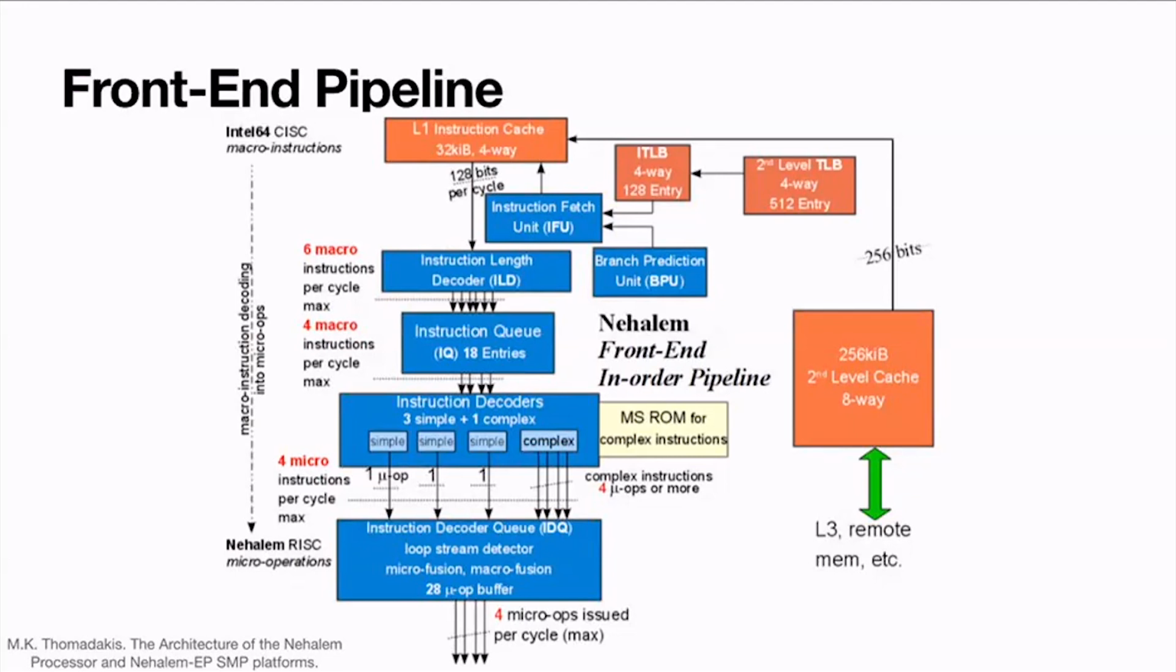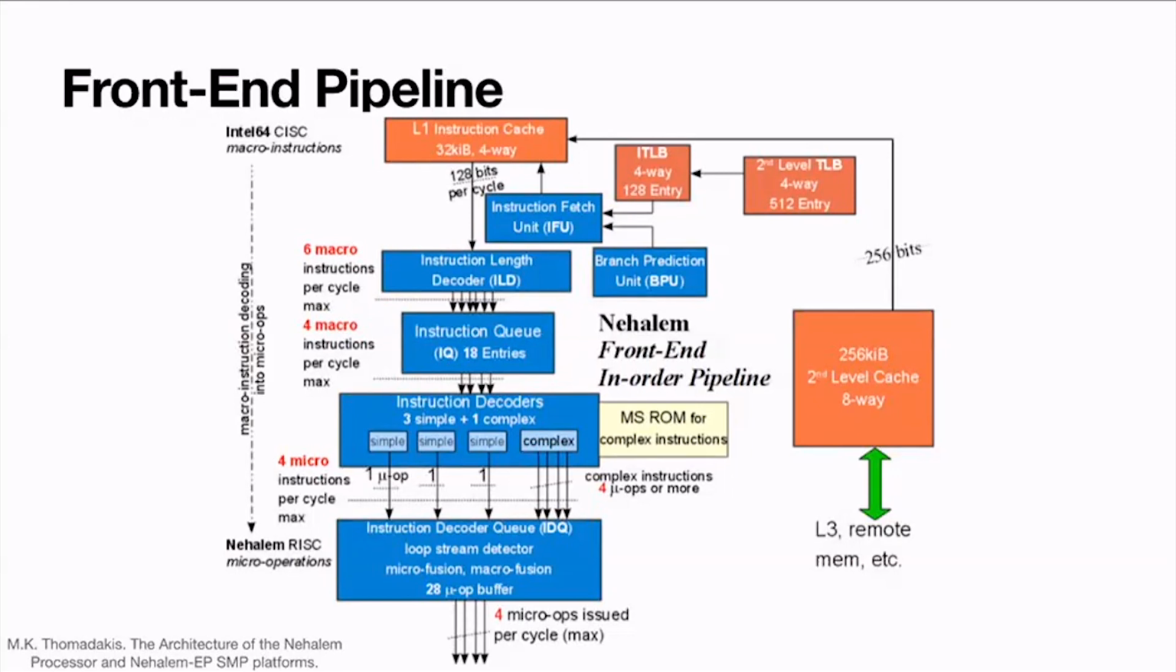Because a logical address is generated, we have to convert that into a physical address. For that, we access the level 1 TLB, the ITLB, or the level 2 TLB. Finally, we get the address, then go to the cache memory and get the actual instruction. We supply 128 bits per cycle from the instruction cache and put it into the ILD, instruction length decoder, which decodes the total length of the instruction. Then 6 macro instructions per cycle can be taken and pushed onto the instruction queue.